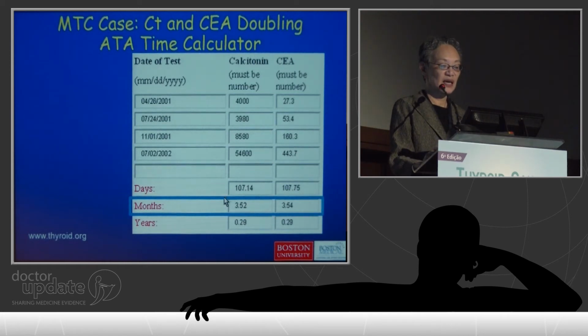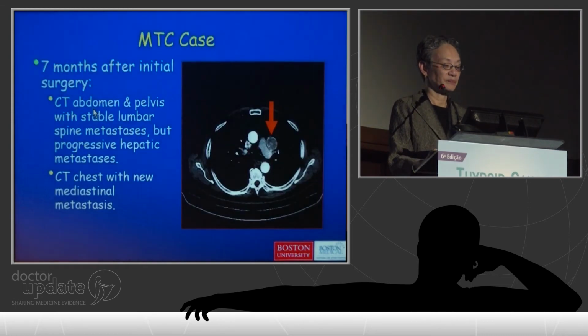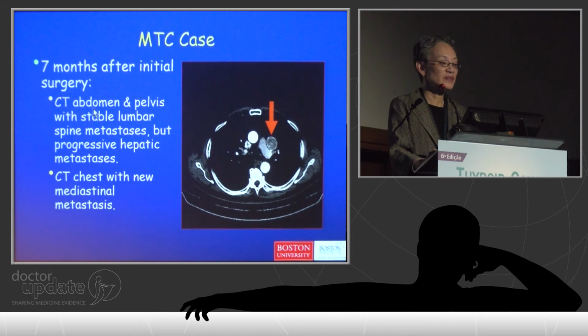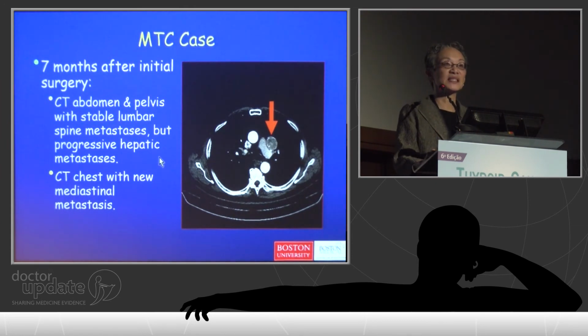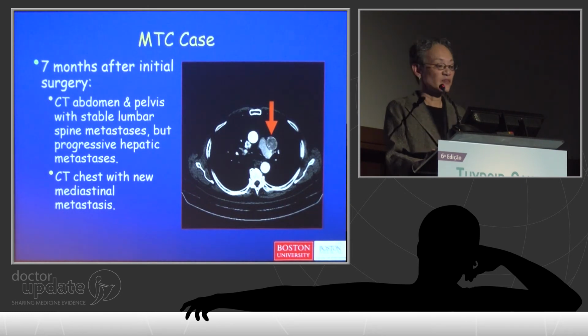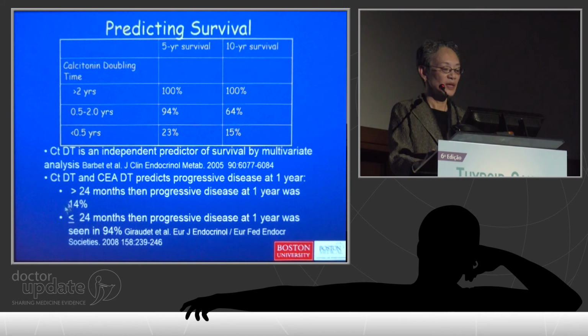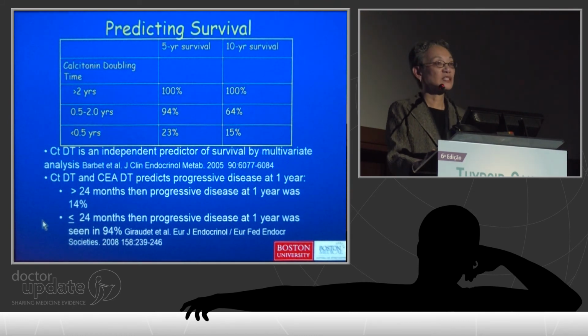So both his CEA and his calcitonin had a very short doubling time of less than 4 months. So 7 months after surgery, he had a CT of his abdomen and pelvis, and it showed that his lumbar spine disease was stable because we had done radiation to it, but he had progressive hepatic metastases and a new necrotic mediastinal mass. Now, we could have predicted this was going to happen.